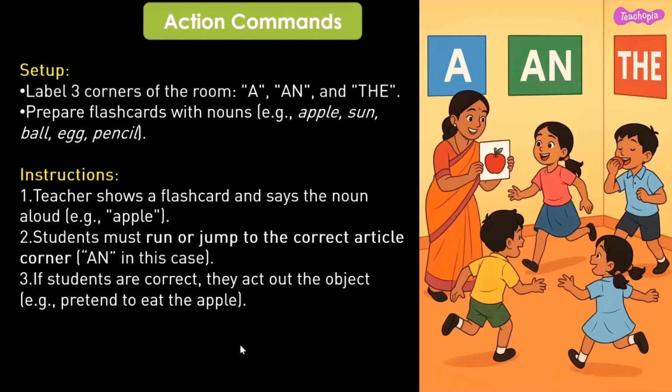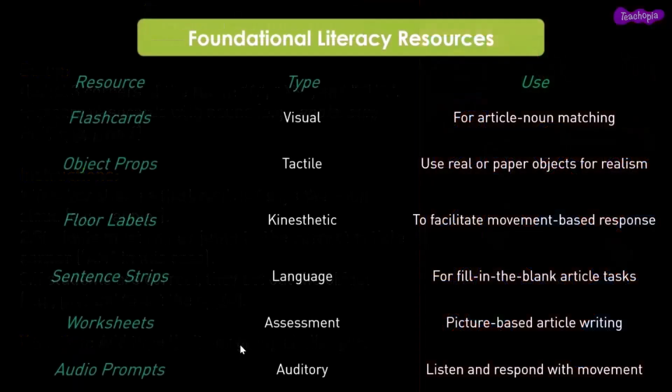Learners must run or jump to the correct article corner, and in this case, it is an. If learners are correct, they act out the object. For example, they pretend to eat an apple. There can be a variation where time limit or group challenges can be encouraged.